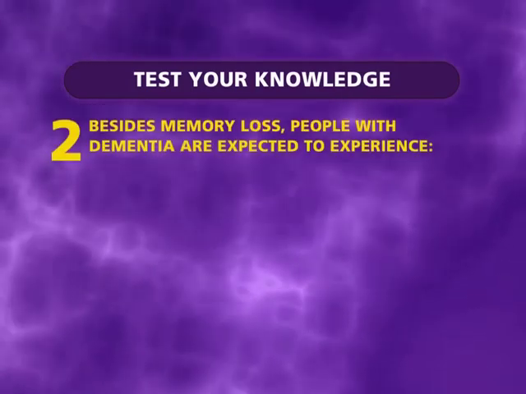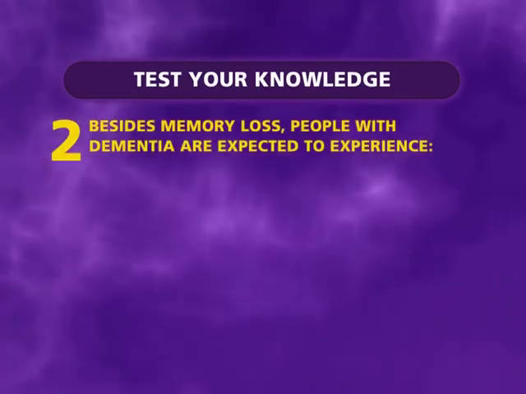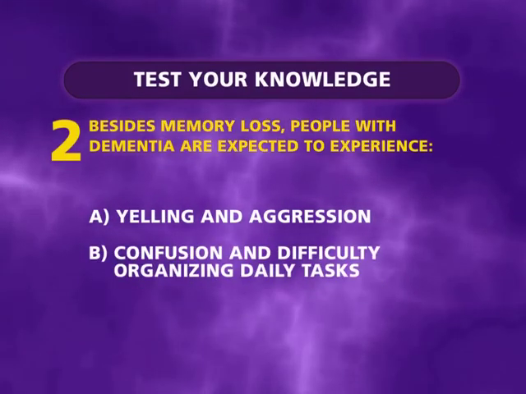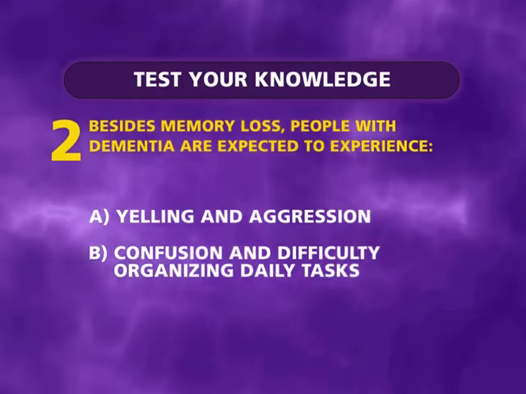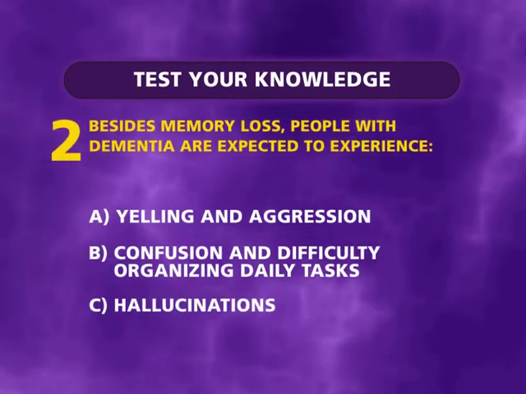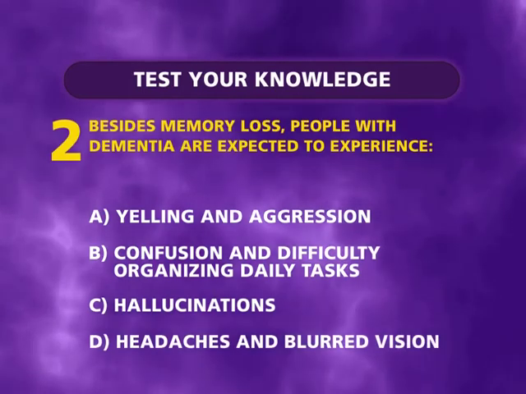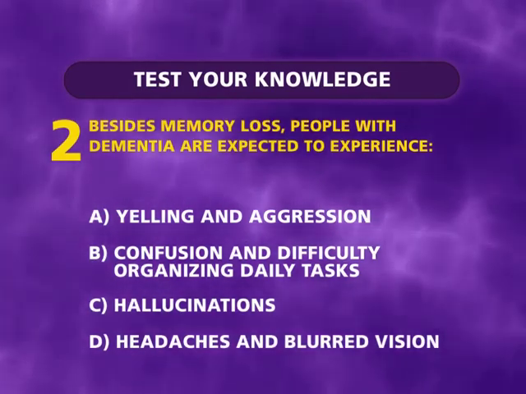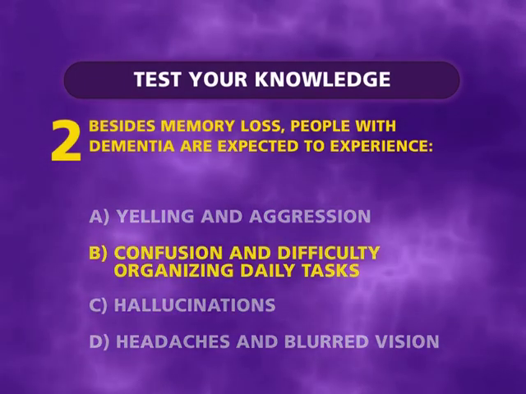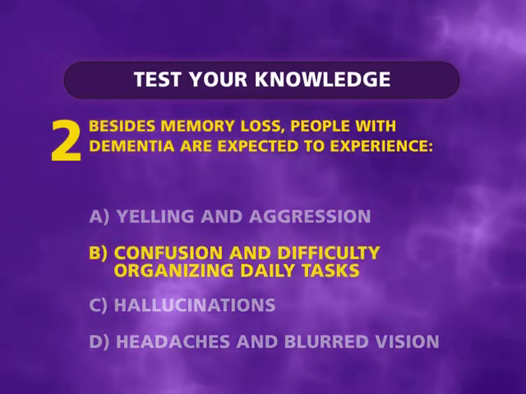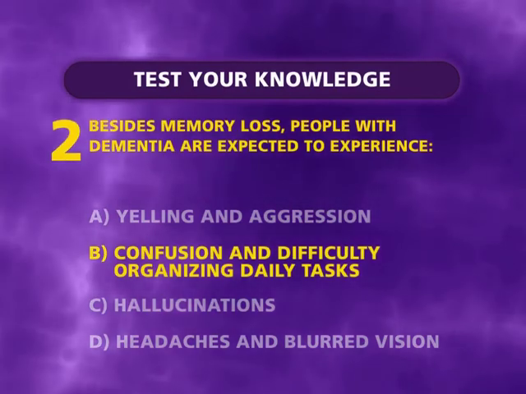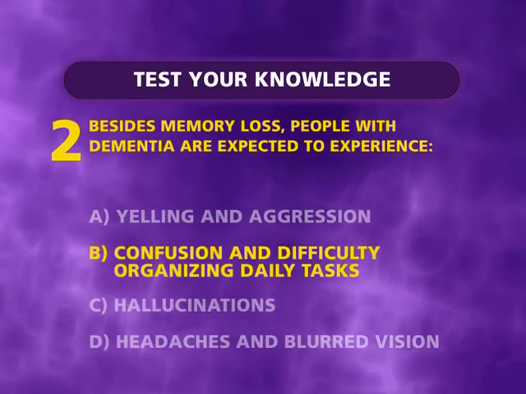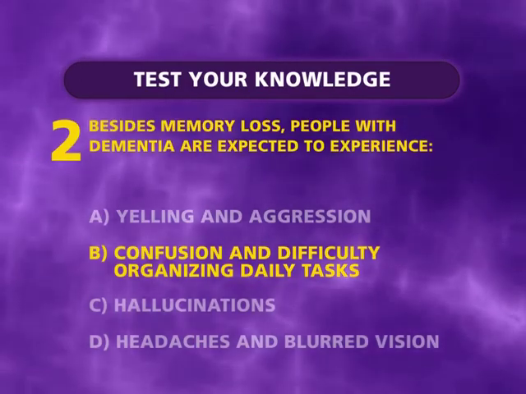Besides memory loss, people with dementia are expected to experience A. Yelling and aggression, B. Confusion and difficulty organizing daily tasks, C. Hallucinations, or D. Headaches and blurred vision. The answer is B. Confusion and difficulty organizing daily tasks. Although people with dementia can appear to be aggressive and uncooperative, it is believed that this is a result of frustration and confusion.